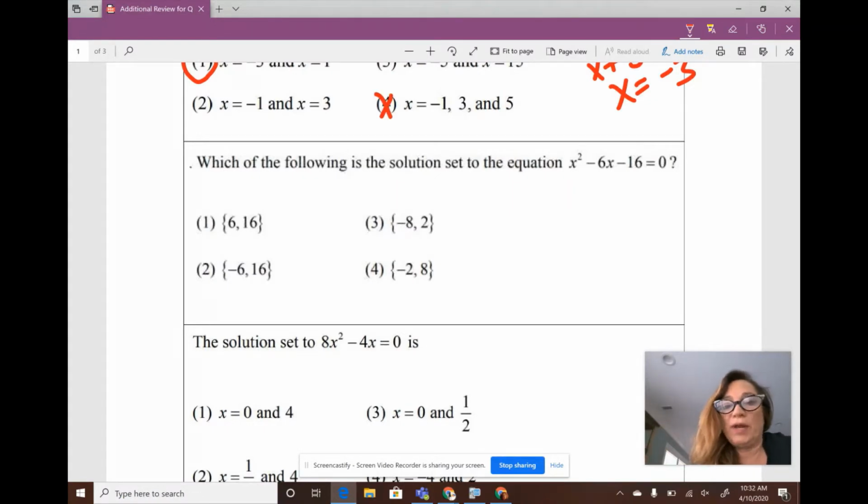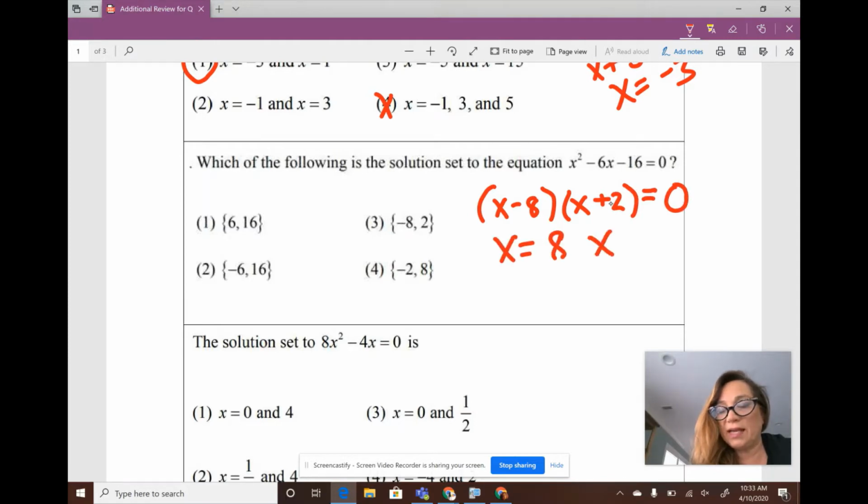Okay, so now, which of the following? All right, so now you could just take these choices and do substitution to see which ones work. I'm going to factor. So I have x minus 8 and x plus 2 equals 0. So I get x equals 8 and x equals negative 2. 8 and negative 2, so choice 4.